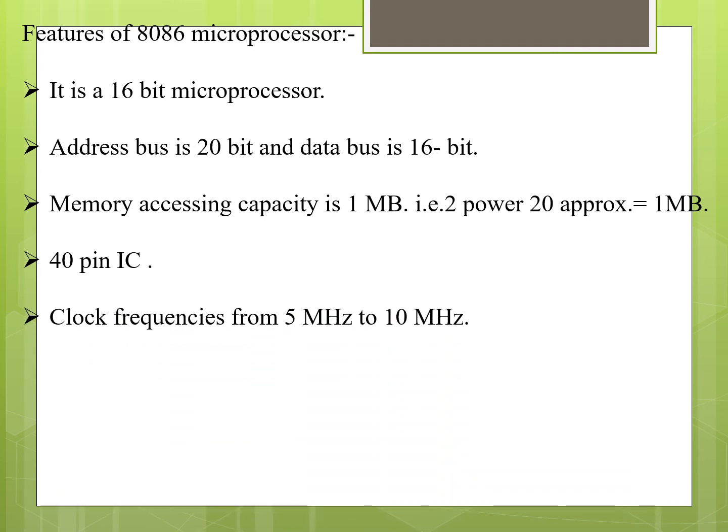Clock frequencies range from 5 megahertz to 10 megahertz. 10 megahertz is the most common frequency of 8086. It operates in minimum and maximum mode. Now, what is the minimum and the maximum mode?